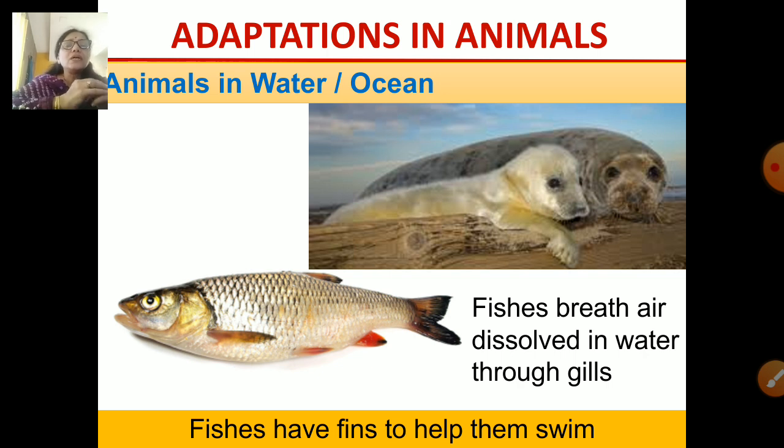They breathe in the oxygen, or you can say the air which is dissolved in the water. The air is necessary to breathe, as you know. So they take up that air which is dissolved in the water with the help of gills, and then they breathe. They also have got fins to help them swim. With the help of fins they are able to swim in the water. It also helps them to give direction, in which direction they want to swim, right?